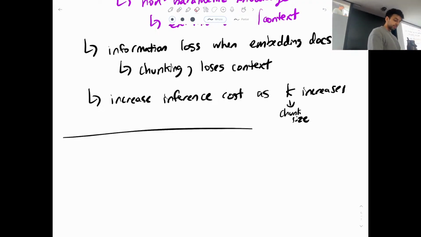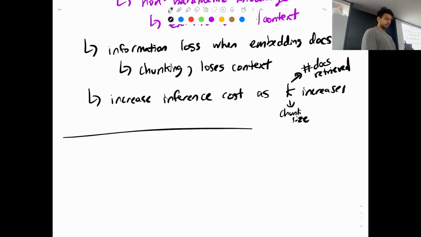Yeah, K is the number of documents, sorry, retrieved. And the chunk size is, sorry, I should say not docs, but the number of chunks retrieved. And then the chunk size, of course, is just multiplied with that to figure out the total token usage of the retrieval.